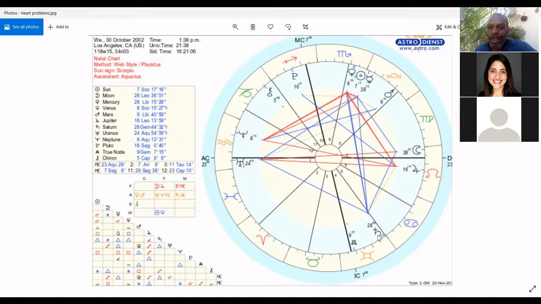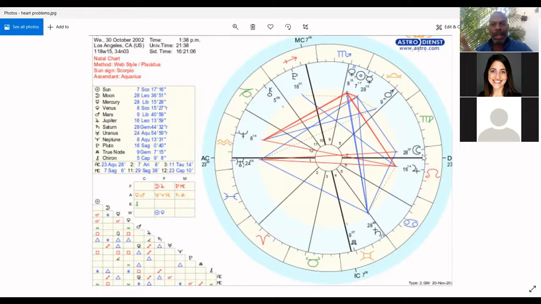Just like we saw with that mutual reception with Queen Elizabeth between Saturn and Mars, right? Saturn was in Scorpio, Mars was in Aquarius, and there was that very cool square. Here we've got a not very cool sextile.